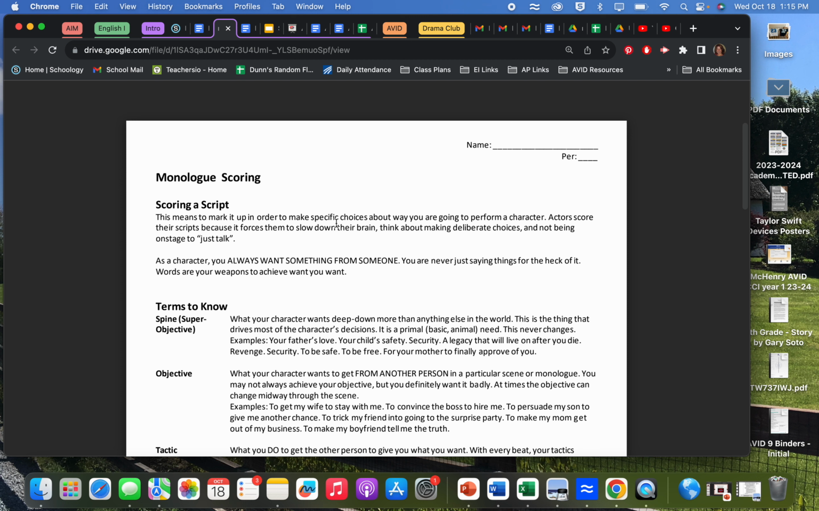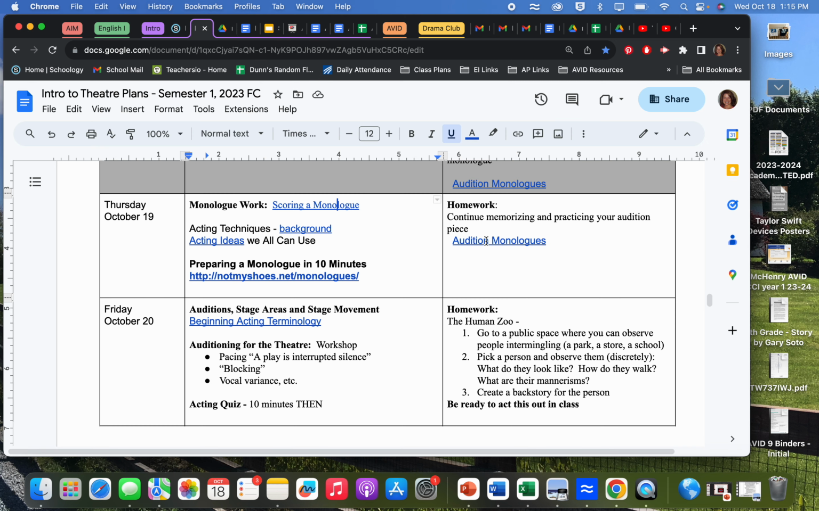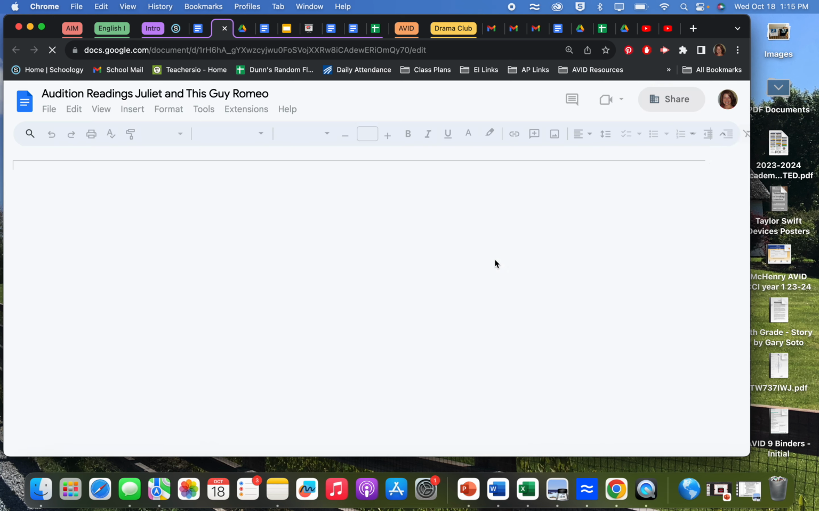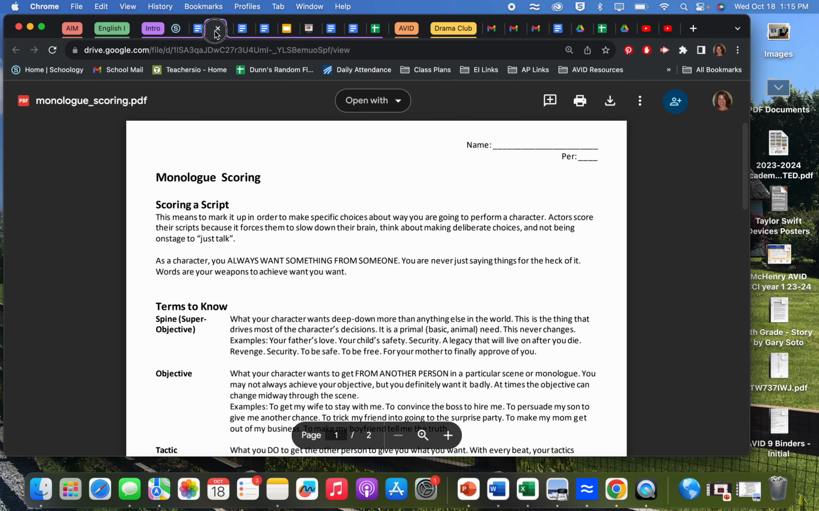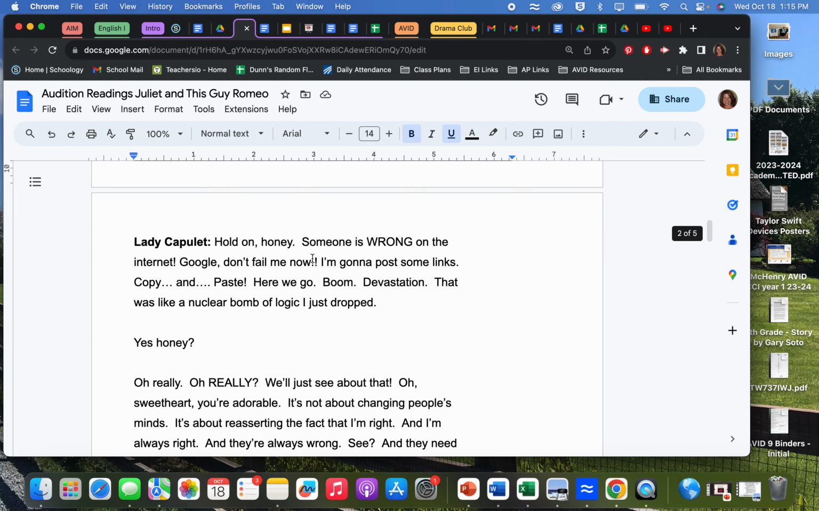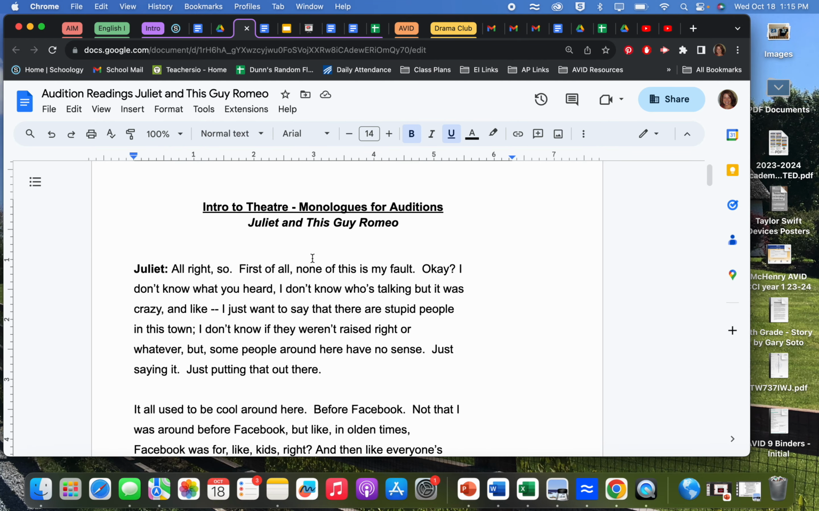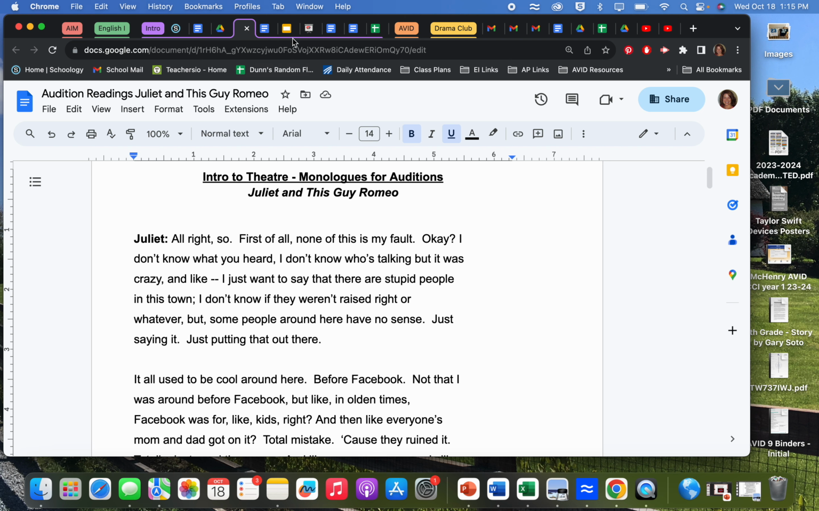Okay, we are scoring the script first. So I want you to take a look at your copy of the monologue that you just received. I'm going to open up an electronic copy here, so we can look along together. So here is our copy of the monologue. You'll notice that I made them with a lot of space in between because you're going to be writing some things in between this monologue.